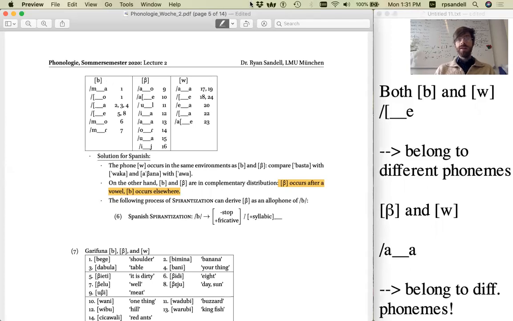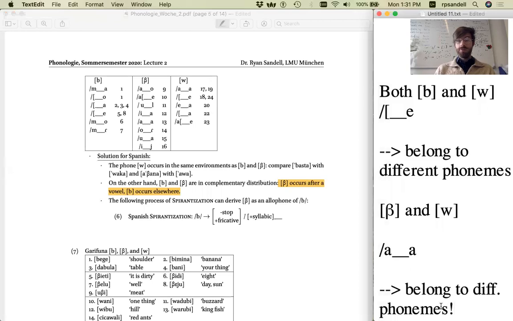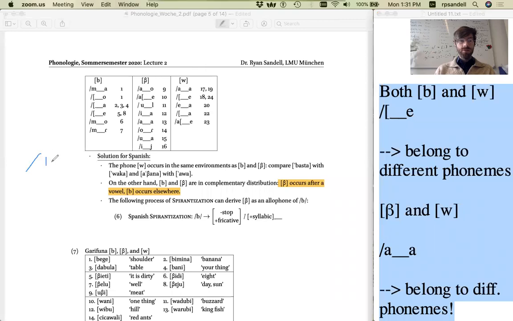Based on our criterion that the elsewhere allophone should be posited to be the underlying representation, we can take the phonemic relationship to be something like this. There's an underlying voiced stop, which has the two allophones of a voiced bilabial stop and a voiced bilabial fricative. Good, and we're able then to derive the fricative using this rule of spirantization.